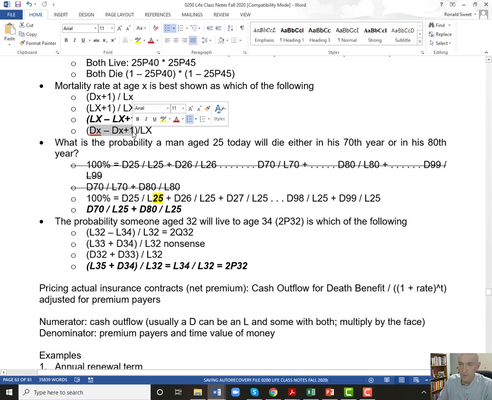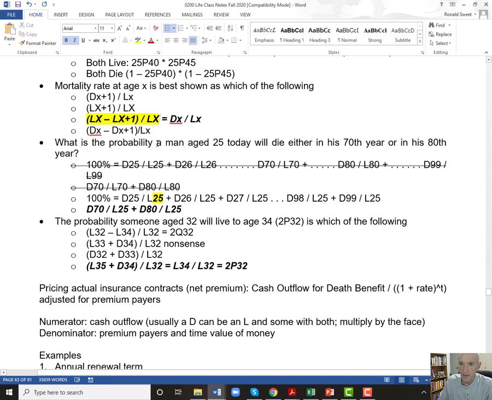D sub X minus D sub X+1, I can't think of any scenario where you want to subtract D's. You can add D's, but you never subtract D's. So this makes no sense. Now if they'd done L25 minus L26 over L25, that would have worked. But they didn't do that. They subtracted the D's. So here you do L25 minus L26 divided by L25, which is the same thing as D sub X over L sub X. So this is the right answer here.